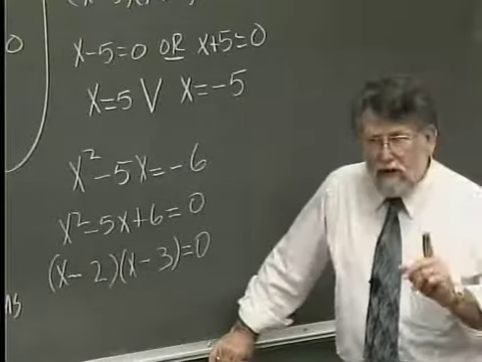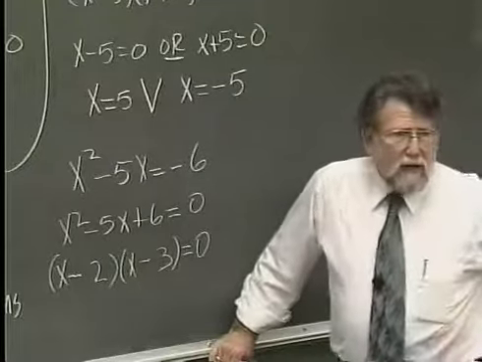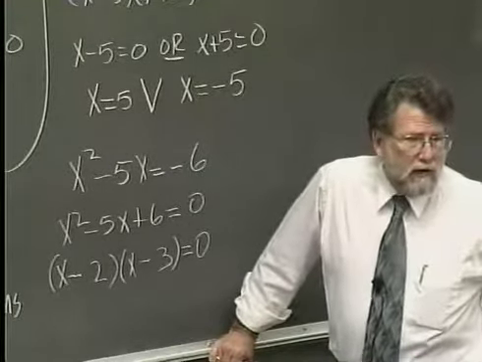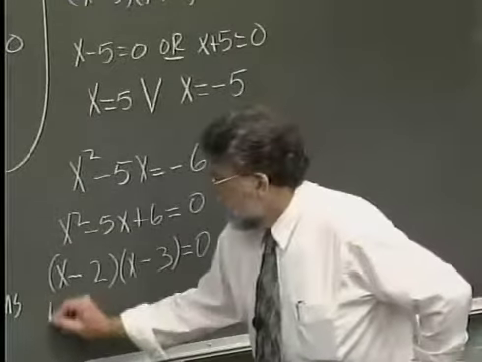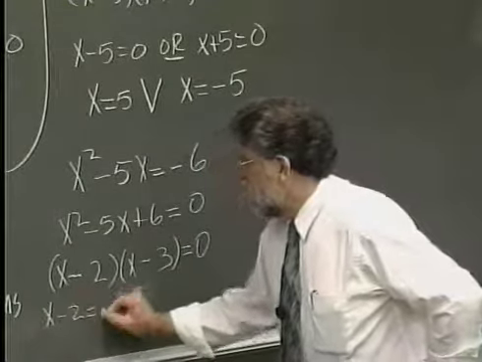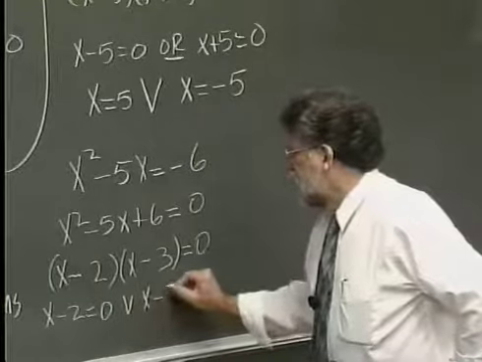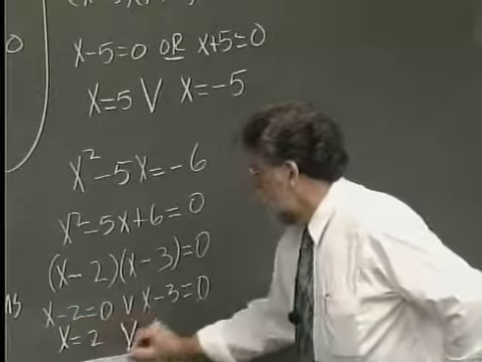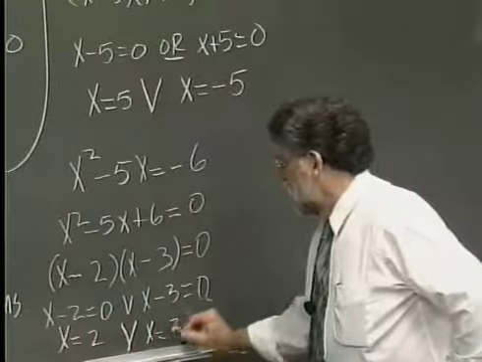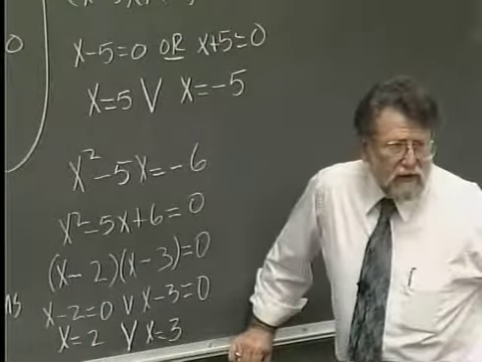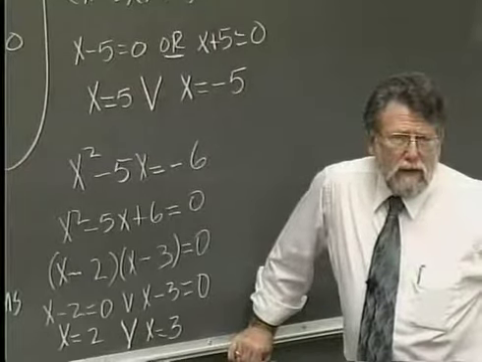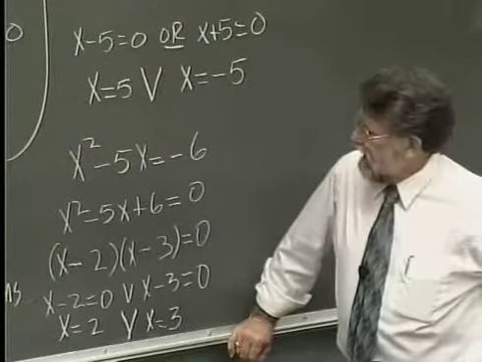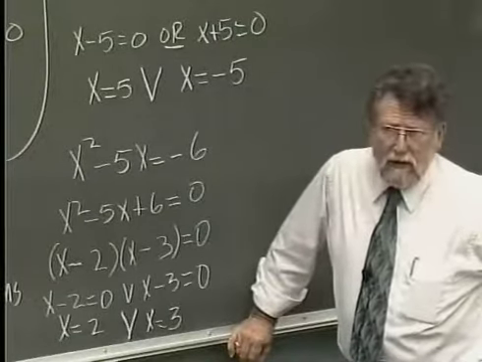Then, I want to see the next step, even though technically you could get by without it. I think you can eyeball that and say, 2 or 3 are my solutions. I want to see this next step. x minus 2 equals 0, or x minus 3 equals 0, then x equals 2, or x equals 3. I want to see that. Very important step in the process.